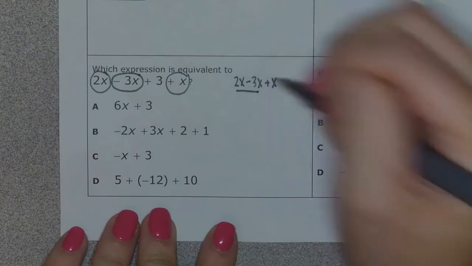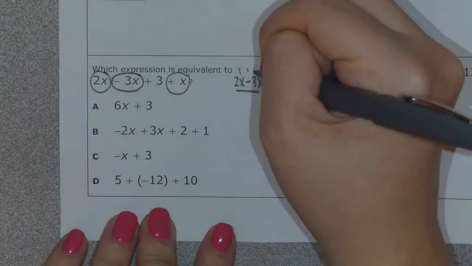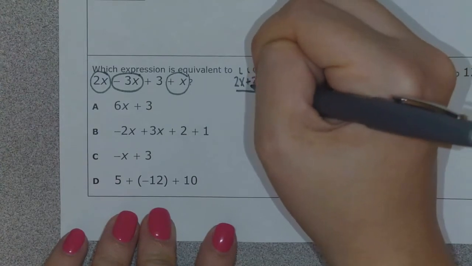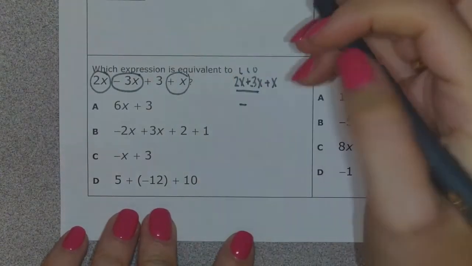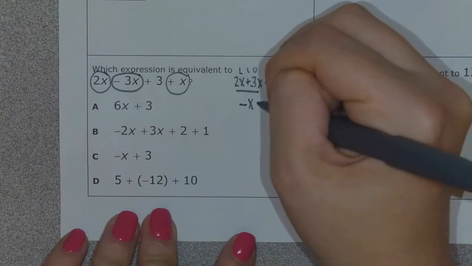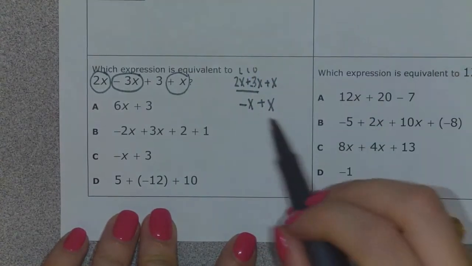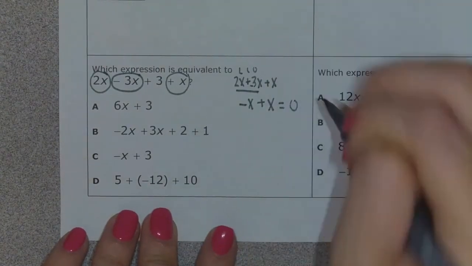So 2x minus 3x. Since I'm subtracting a bigger number, I'm going to use LCO, which becomes 2x plus negative 3x. They're different signs, so I subtract and keep the sign with the most. So my sign with the most is negative. 3 minus 2 is just 1, so this simplifies to be negative x plus x. Well, 1 negative and 1 positive just gives me a value of 0.